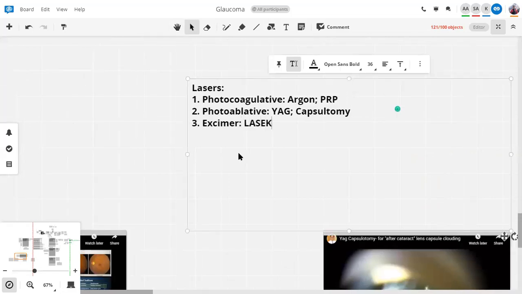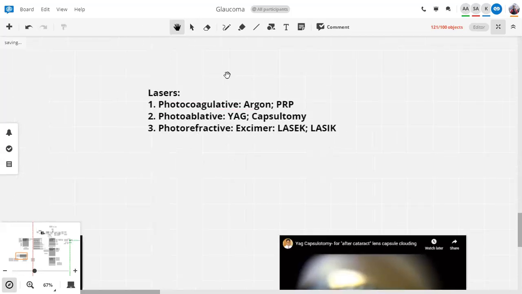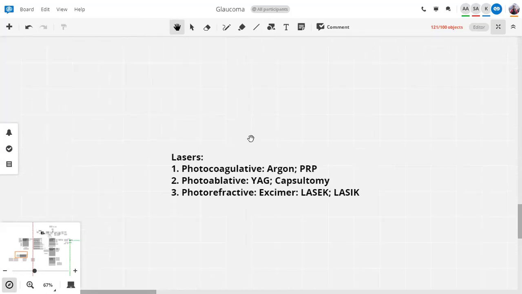The laser which is being used is an excimer laser. Excimer lasers are used in LASIK. Excimer is a type, and they are called photorefractive lasers. So these are the three types of lasers and examples which you have to remember, because sometimes they ask which type of lasers are used.